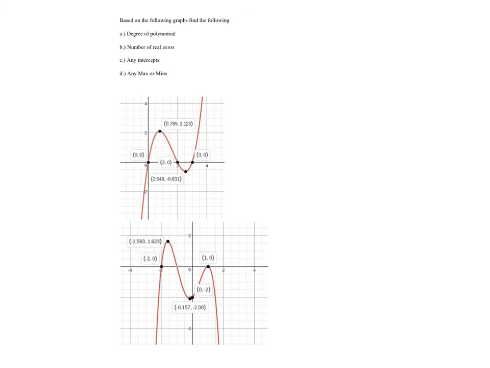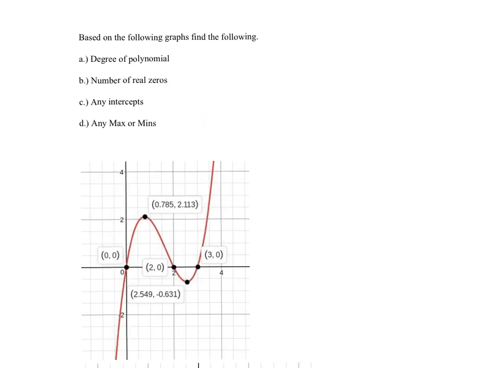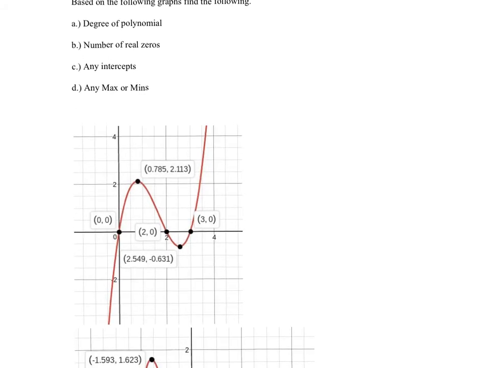So let's go ahead and combine everything we've talked about so far with a couple things from Module 2 to take a look at some graphs. For each graph, we want to know the degree of the polynomial, whether it's even or odd, the number of real zeros, any intercepts, which would be x and y, and any maxes or mins. The reason why when we talk about the degree of the polynomial, we're only talking about even or odd is because some of the zeros could be complex.